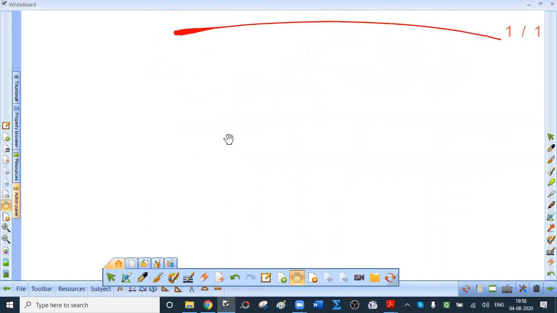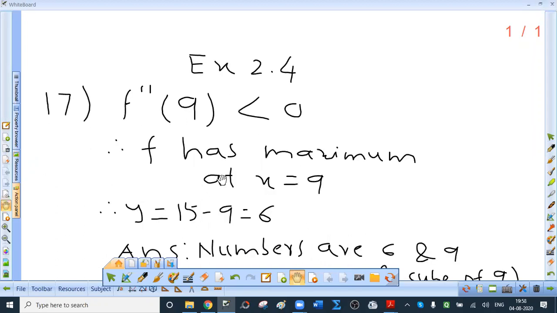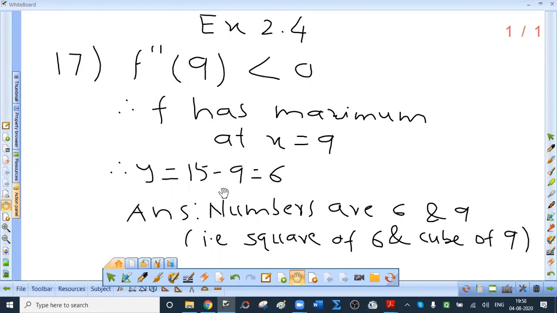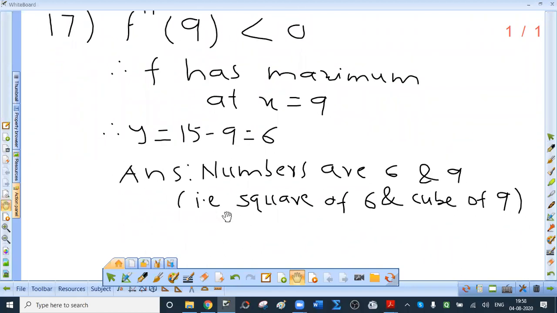Okay, so the second derivative we obtained at x equal to 9 was negative. So the function has a maximum at x equal to 9 by the second derivative test. Now when x is 9, what is y? It is 6. So what will be the answer? The numbers are 6 and 9. Remember, the square of 6 and the cube of 9 is to be obtained.